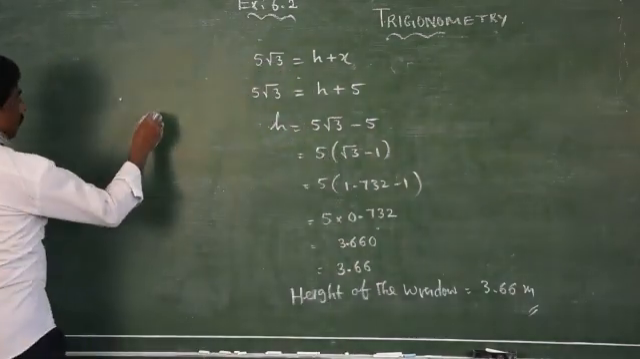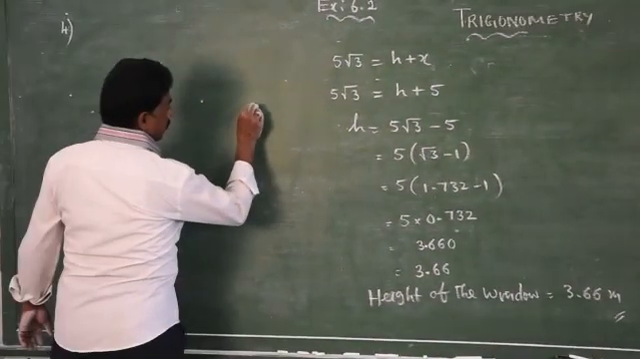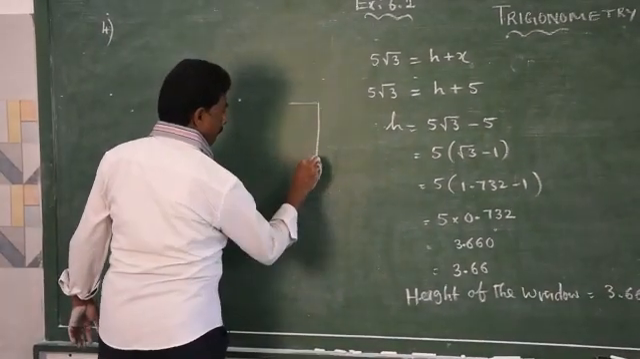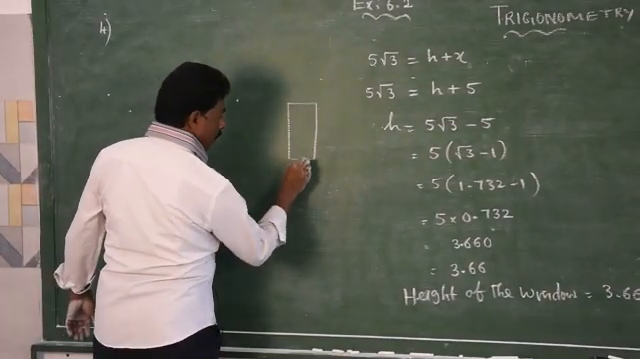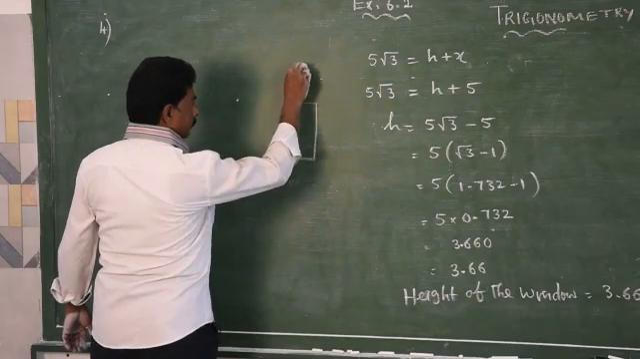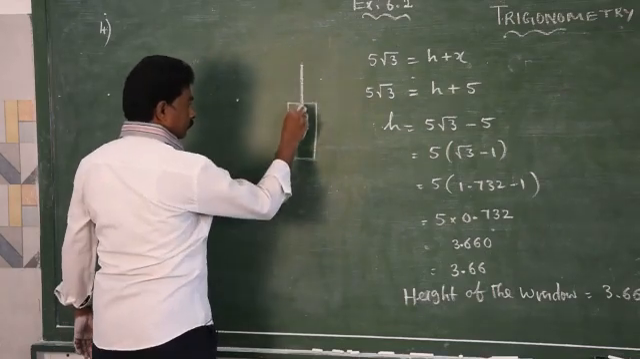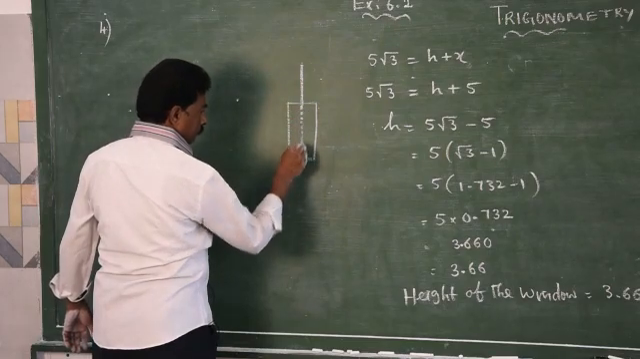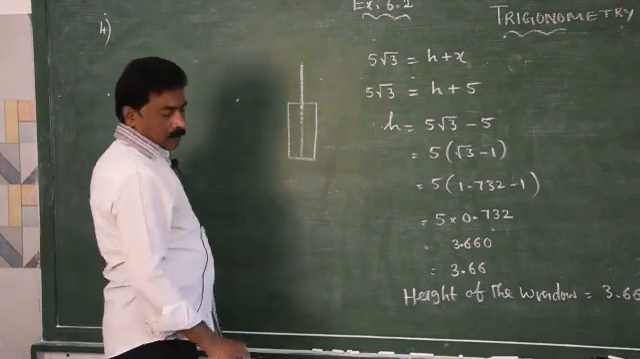So, what is given? A pedestal. On this, a statue is erected. Statue is there. What is given?